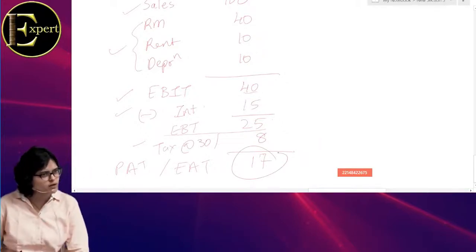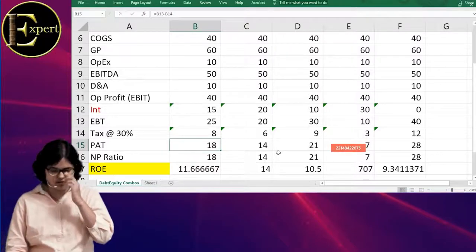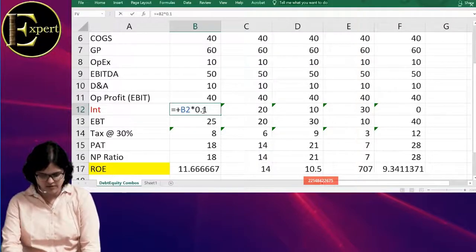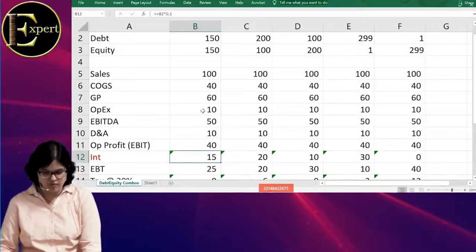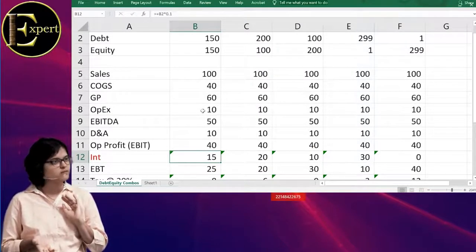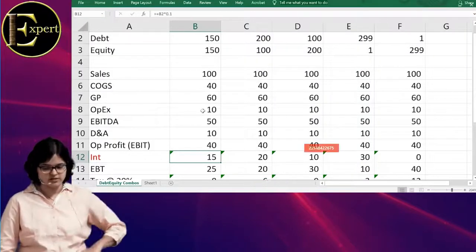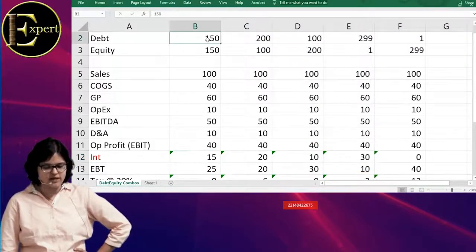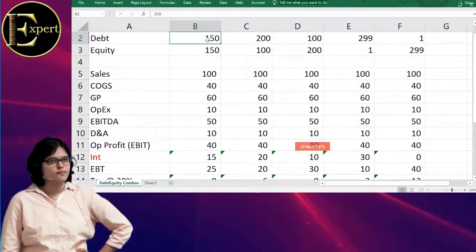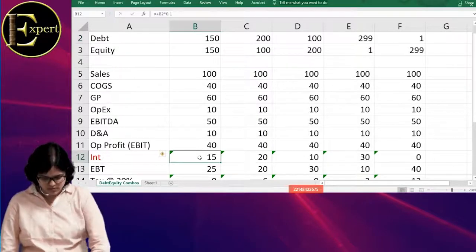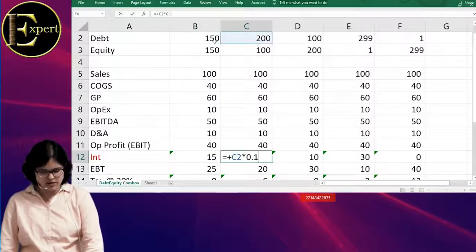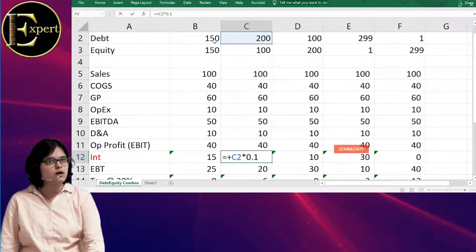Why did I take interest 15? Okay, now understand why I have taken interest 15. Now comes into picture how debt to equity impacts profitability. Okay, understand this. Debt was 150. Assume that I have taken debt at the rate of 10%. Loan का rate कितना है? 10%. So इसका 10% कितना हो गया? 15 ना? इसका 10%? 15. इसका 10%? हाँ? 20. इसका 10%? 10. इसका 10%? 30. It has rounded off.